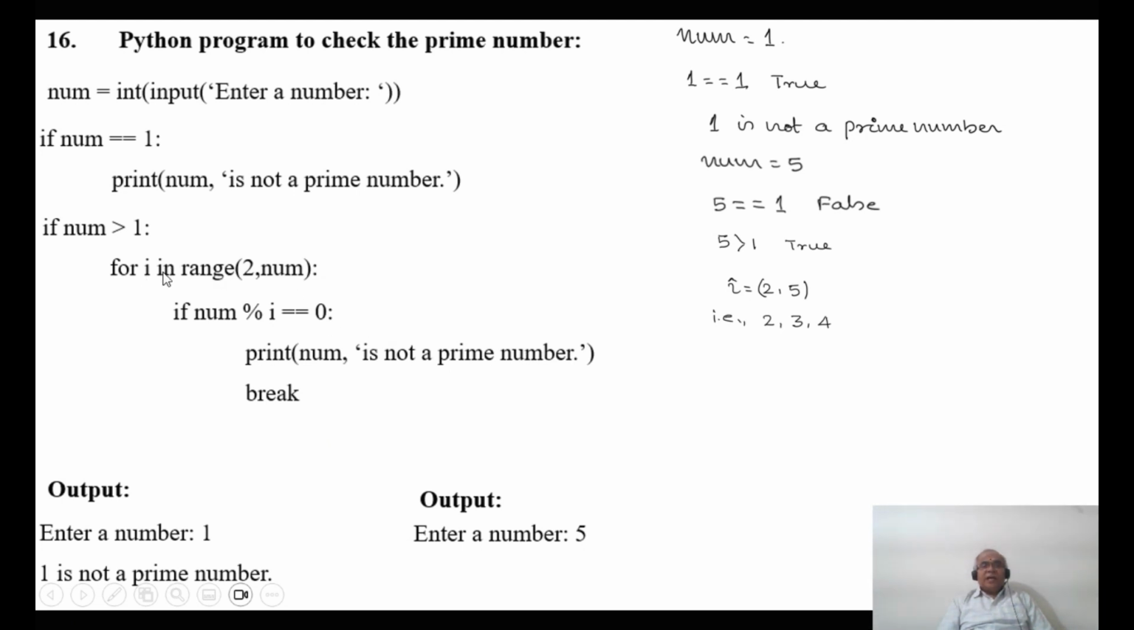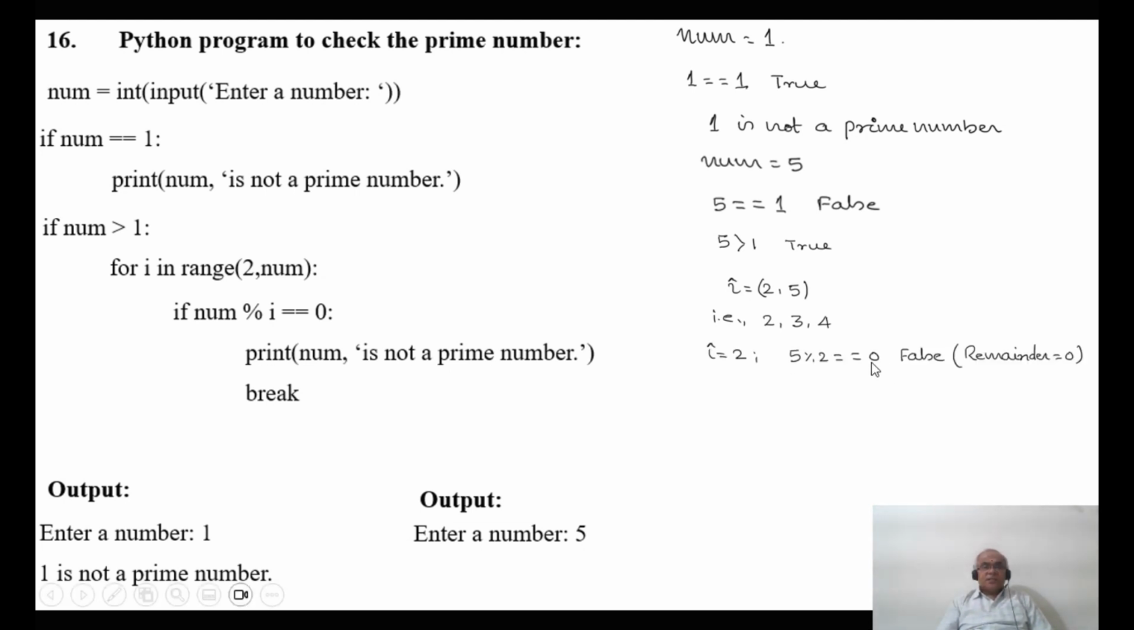So here, for i in range(2, num). What is num? Num is nothing but 5. So 2 to 5 is the value of i in the iteration. It is in the range of 2 to 5, that means 2, 3 and 4, excluding the end number. So 2, 3, 4 is what I want to check.